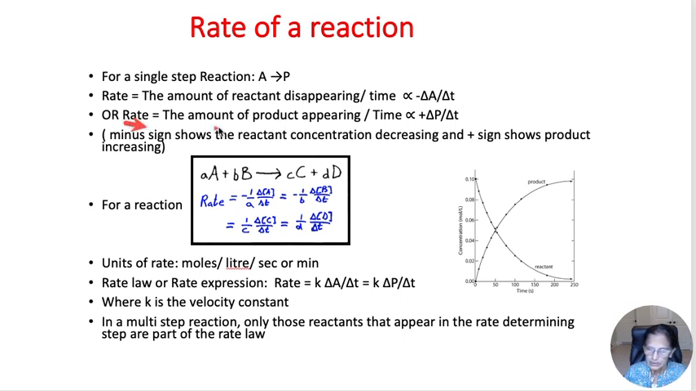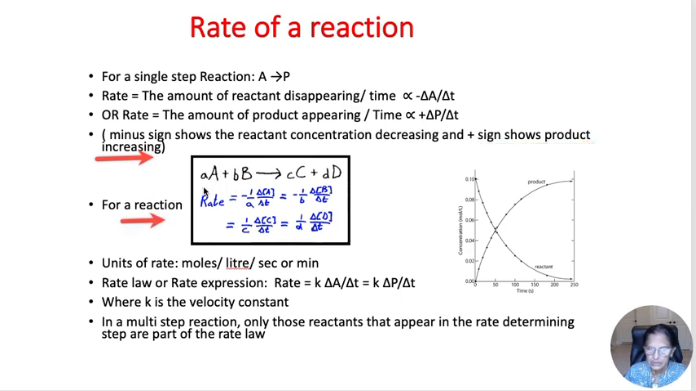Rate can also be written in terms of the concentration of the product appearing by time, that is proportional to plus delta P by delta T. Plus sign represents that the product concentration is increasing with time. Minus sign shows that the reactant concentration is decreasing and plus sign shows that the product concentration is increasing.